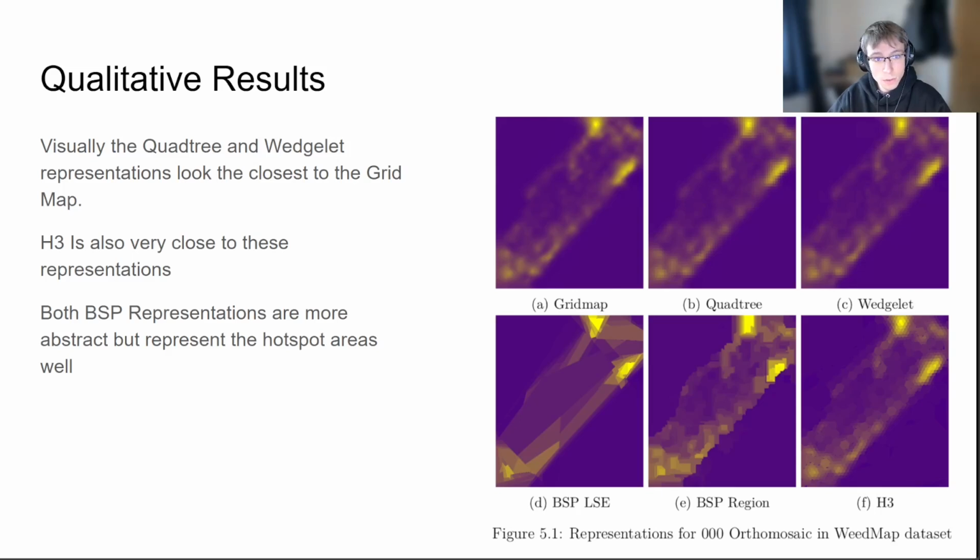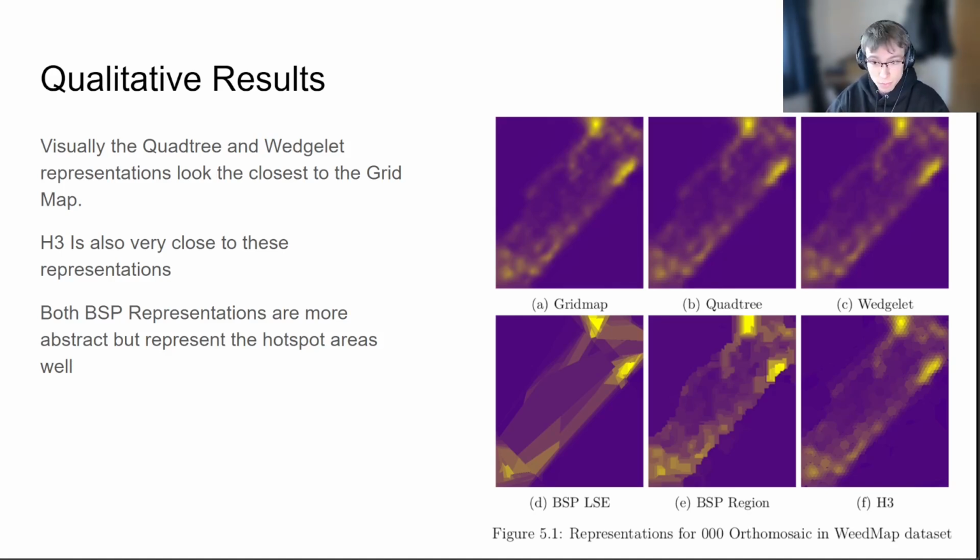After implementing the algorithms for the representations and applying them to the Gaussian process, we produced these maps. As you can see, the grid map is the highest resolution that we have. Quad tree and wedgelets look roughly the same, but can clearly be lower resolution than the grid map. Comparing the two binary space partitioning representations, we can see that both represent the areas of high interest with more dividing regions, which is what we want. We want high detail in the areas which are interesting and low detail in the areas that are not interesting.